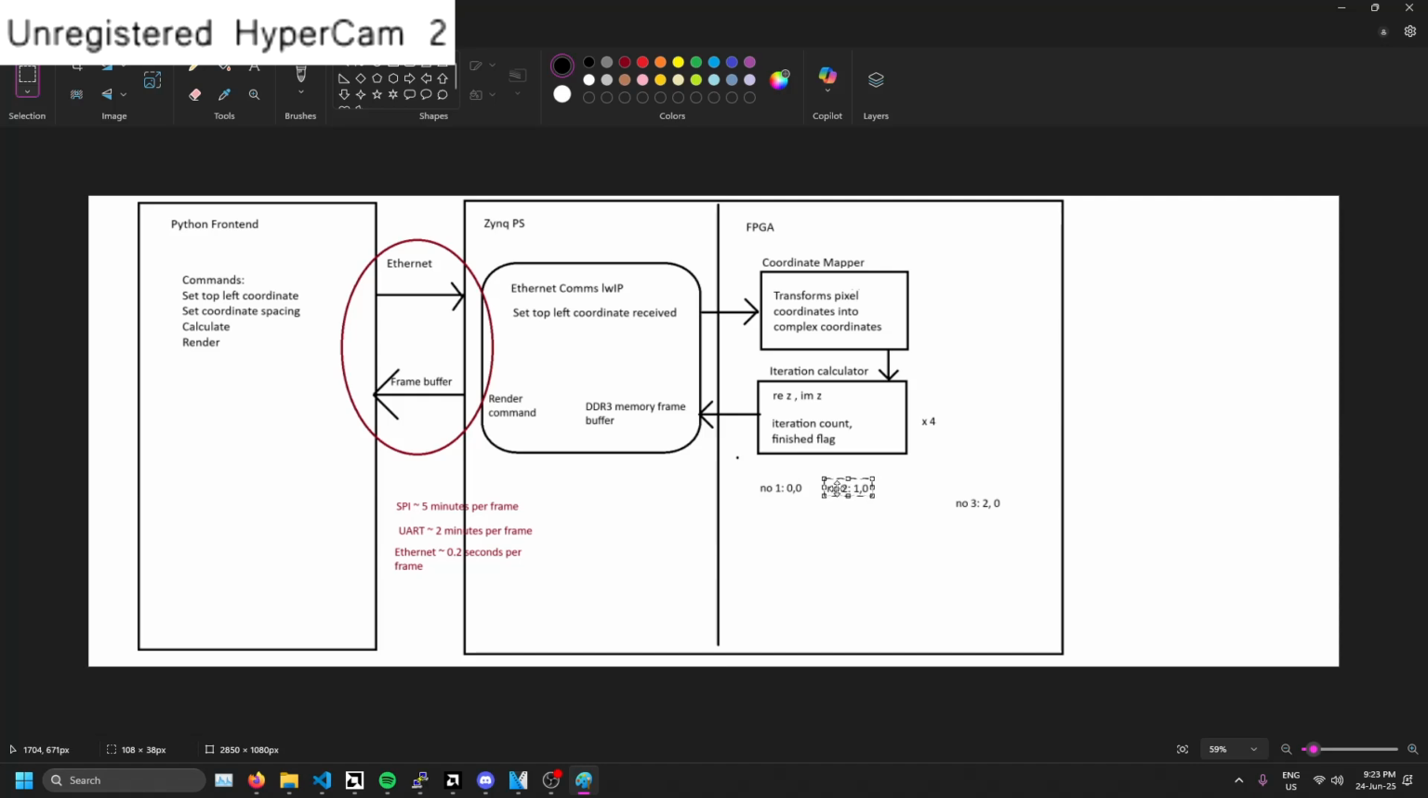To sort of increase speed, you can see here I just multiplied the iteration calculators, and yeah, that's all we have time for. Cheers.